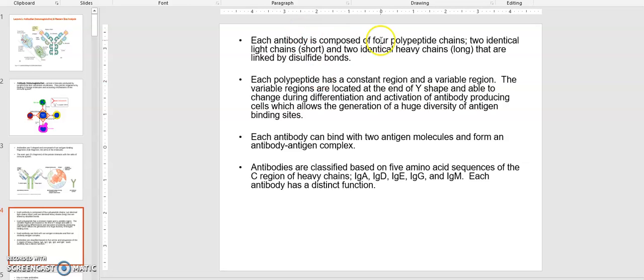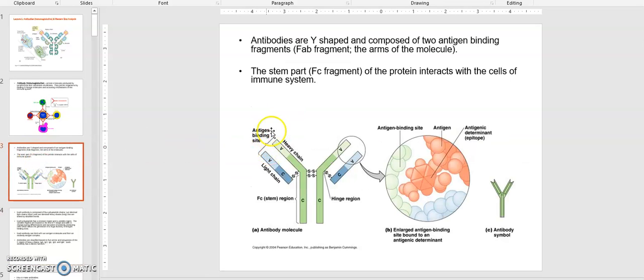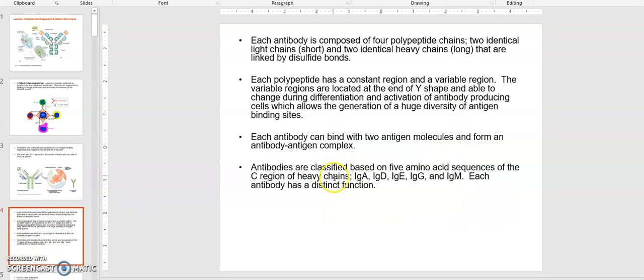So each antibody, like I said, has 4 polypeptides, 2 identical light chains and 2 identical heavy chains. Okay, and then each polypeptide has a constant region, FC region, and the variable region where that FAB region is located. Okay, so each single antibody can bind 2 antigen molecules because there are 2 FAB antigen binding regions. Okay, antibodies are classified based on the 5 amino acid sequences in the C region of the heavy chain.